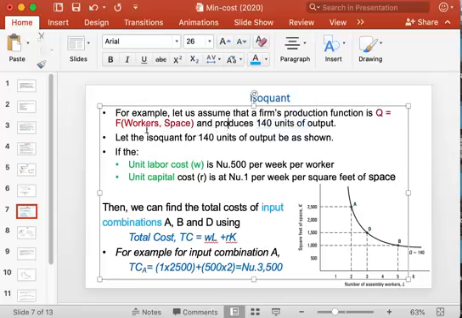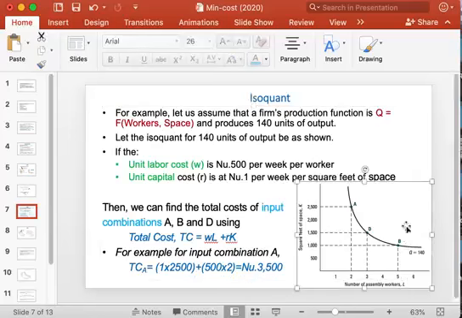So in this case, the inputs of production are workers for labor and square foot of space for the capital K. Okay, so let the isoquant for this 140 units of output be as shown in this figure. So this is the isoquant or isoquant line for the output Q equal to 140 here.